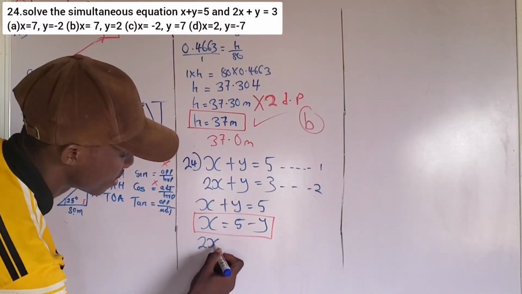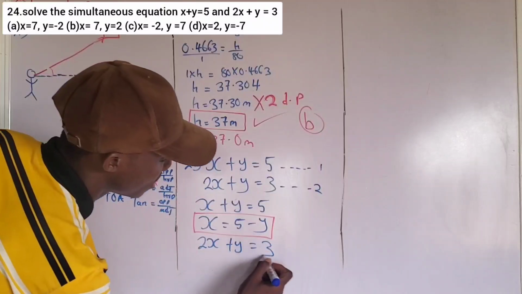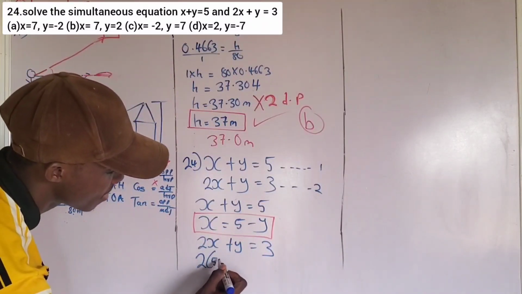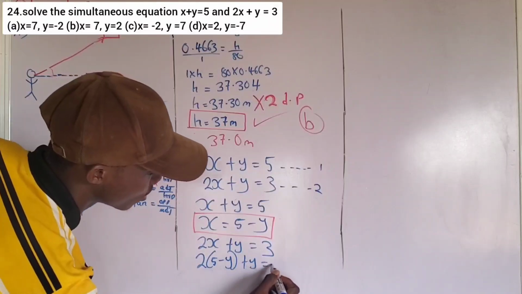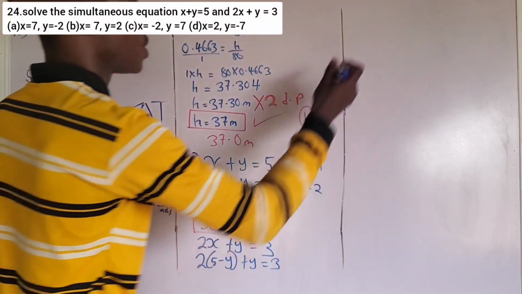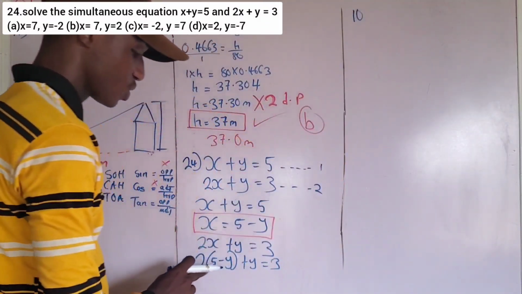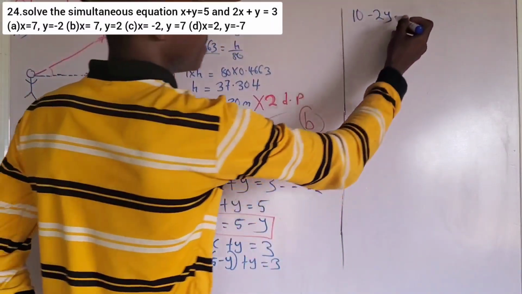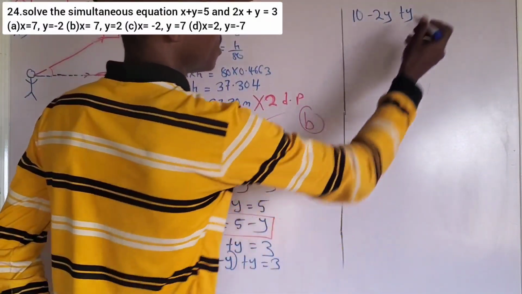2x plus y is equal to 3. Now, x is equal to 5 minus y. So I'm going to have 2 into bracket 5 minus y plus y is equal to 3. So 2 times 5 is what? 10. Then 2 times negative y is what? Negative 2y plus y is equal to 3.